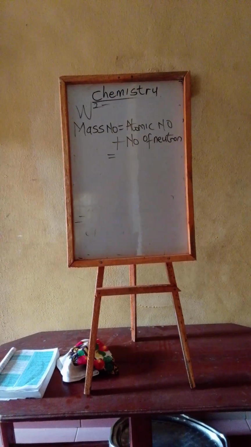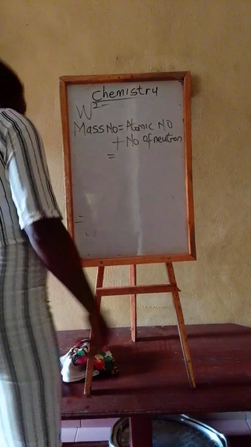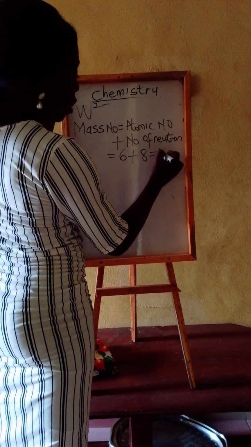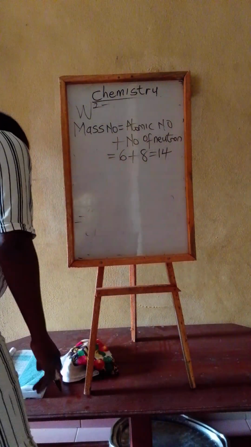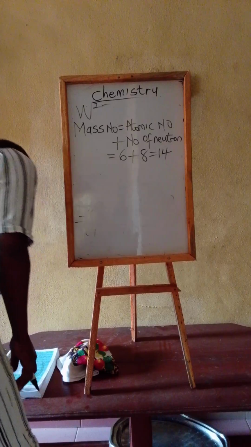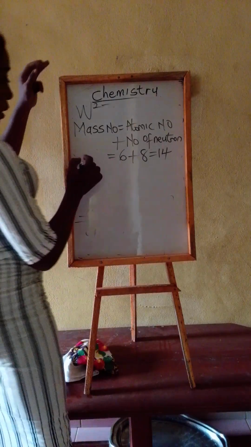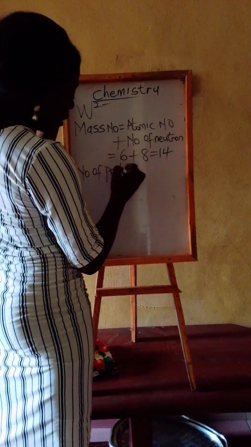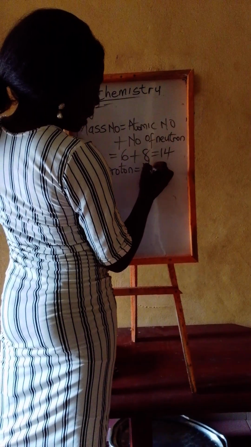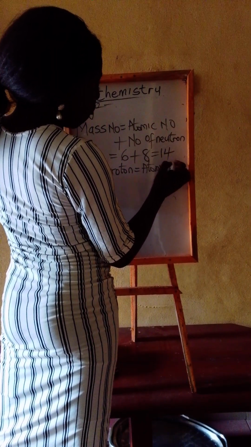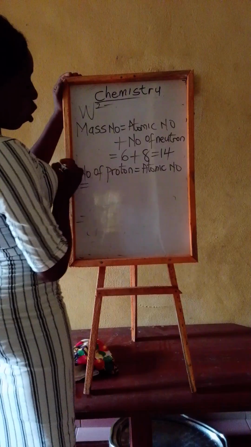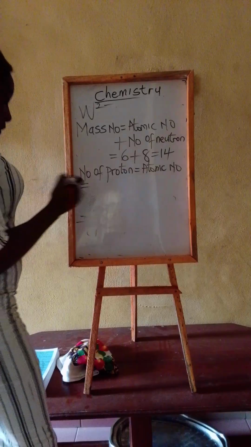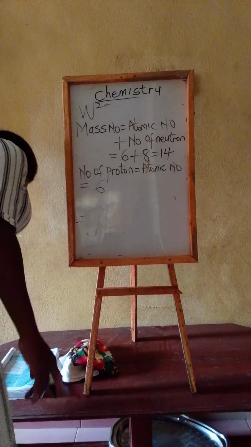So what is the atomic number? The atomic number is 6, plus 8. 6 plus 8 is going to give us 14. Then we have to calculate number of proton. Number of proton is equal to atomic number. Now what's the atomic number? The atomic number is 6.